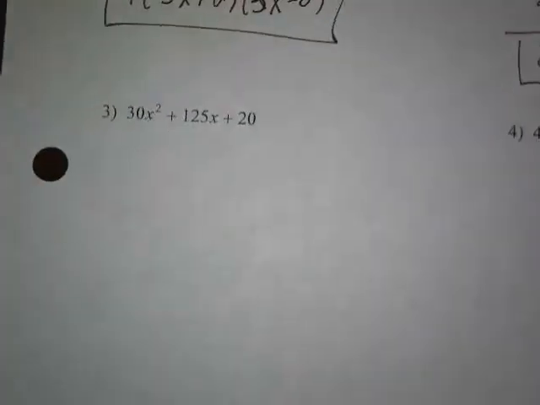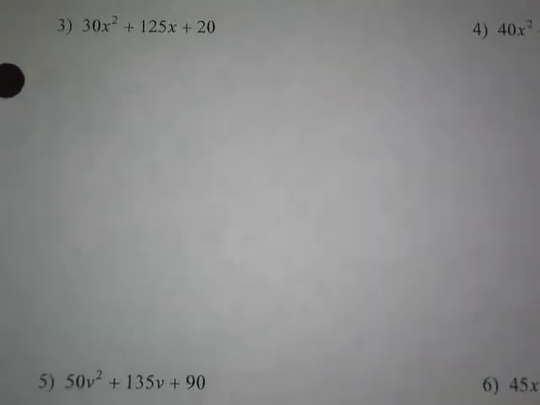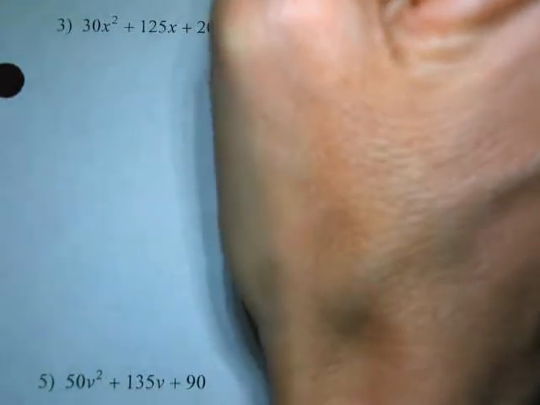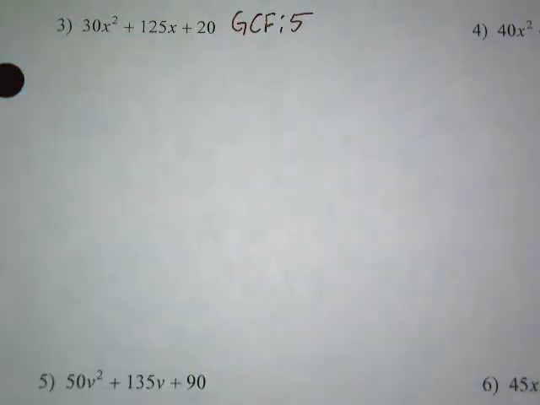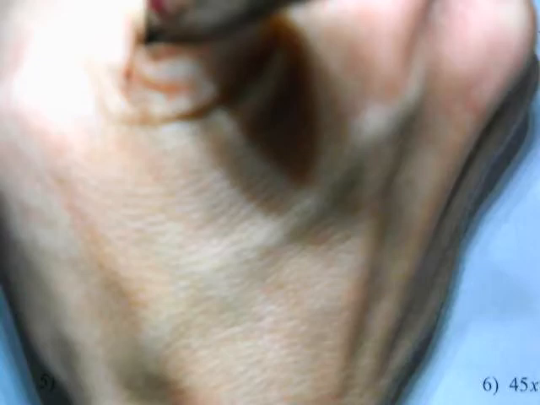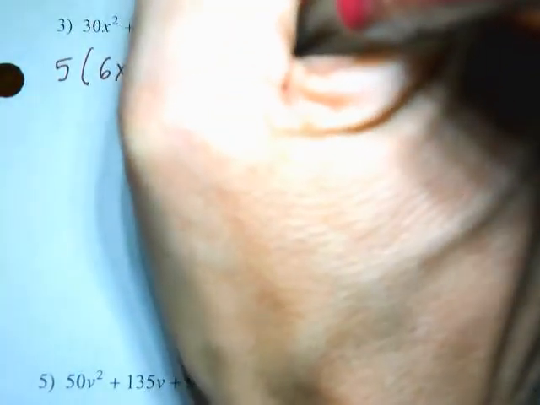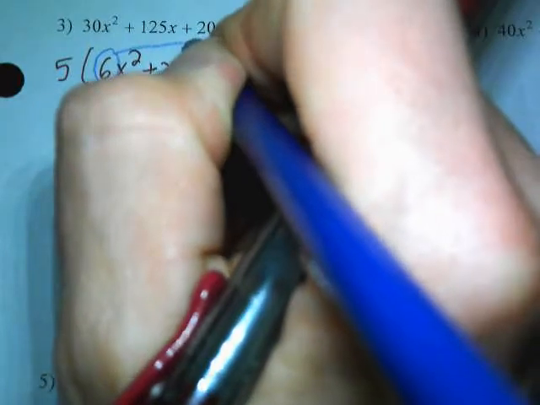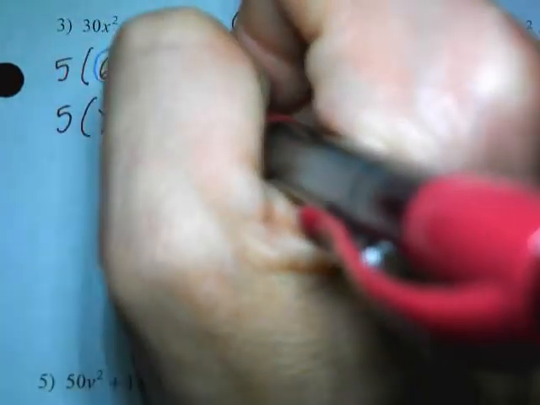Number 3. We do have a GCF here of 5. So again, divide all 3 of our terms by 5. So we get 5 times 6x squared plus 4x plus 4. Multiply. 5 times x squared plus 25x plus 24.